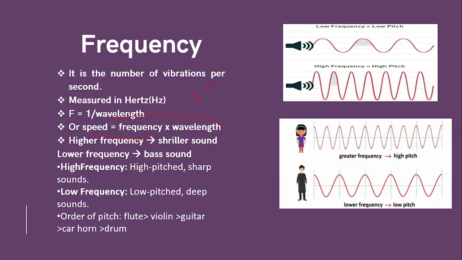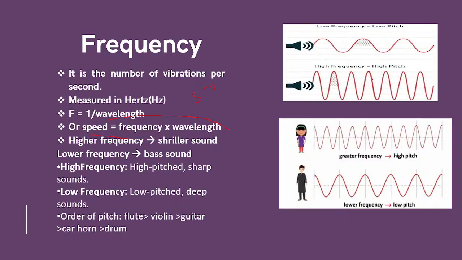Now what will happen if frequency is more? If frequency is more, that means number of vibrations per second is more. So if you see here, this is high frequency, in the top diagram, and the lower frequency will have this kind of wave. High frequency, you see so many waves per second it is traveling. Here very few waves are traveling, right? So this is low frequency. Low frequency means low pitch. High frequency means high pitch.